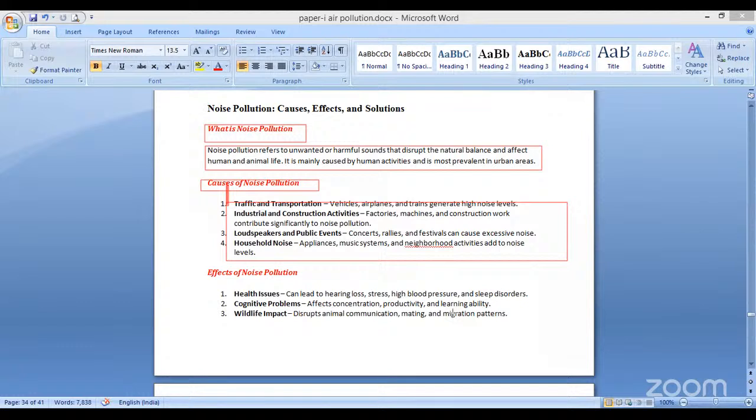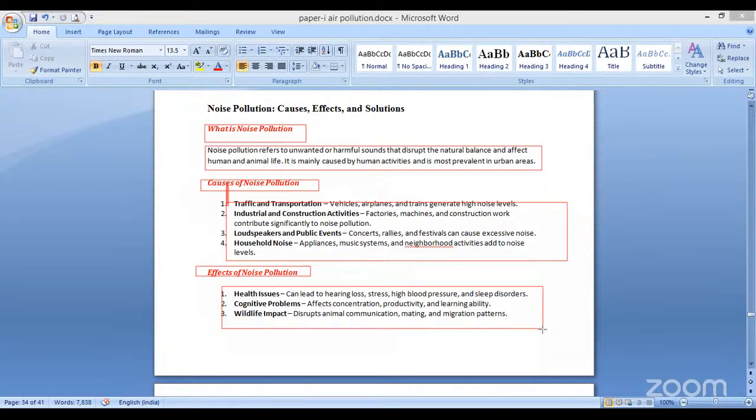Effects of noise pollution. The health issues can lead to hearing loss, stress, high blood pressure, and sleep disorders. The cognitive problems affect concentration, productivity, and learning ability. The wildlife impact: disrupts animal communication, mating, and migration patterns.